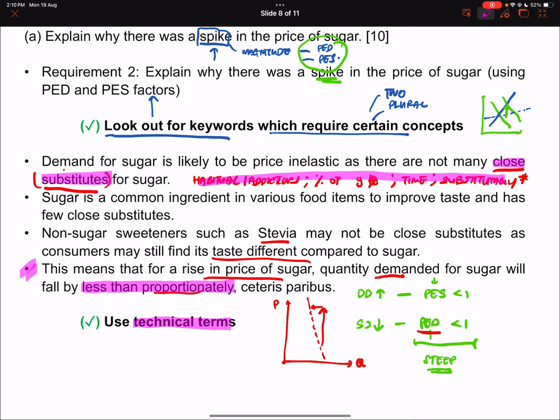Check. Okay, I use the term "less than proportionally" and it sounds okay. Then you go. Okay.